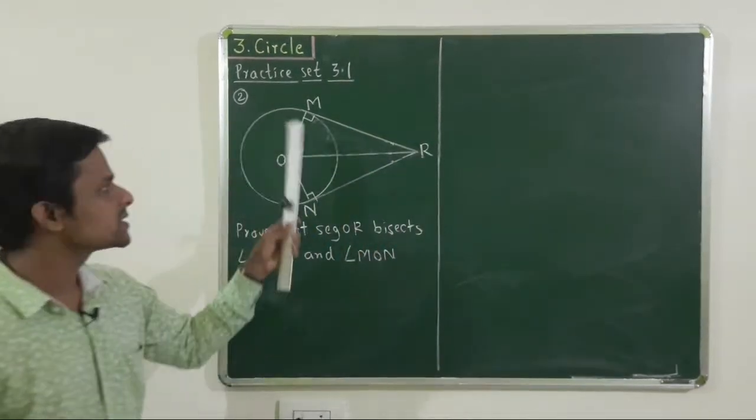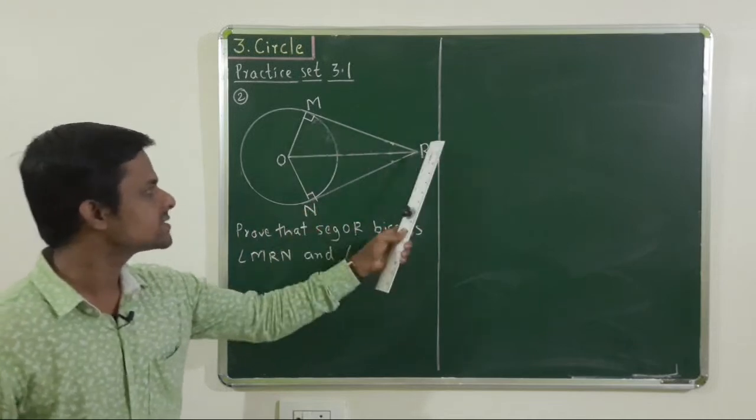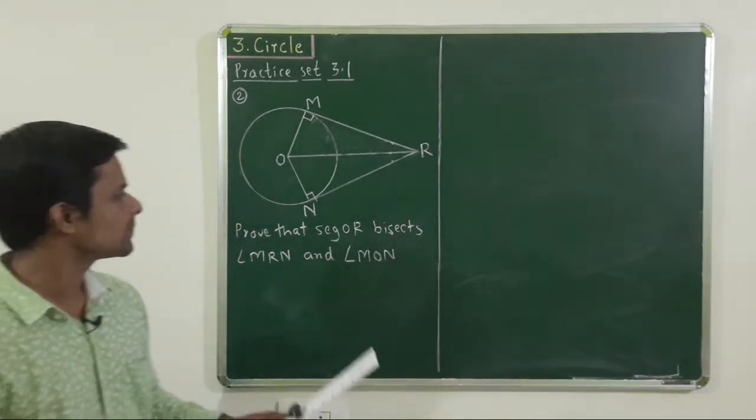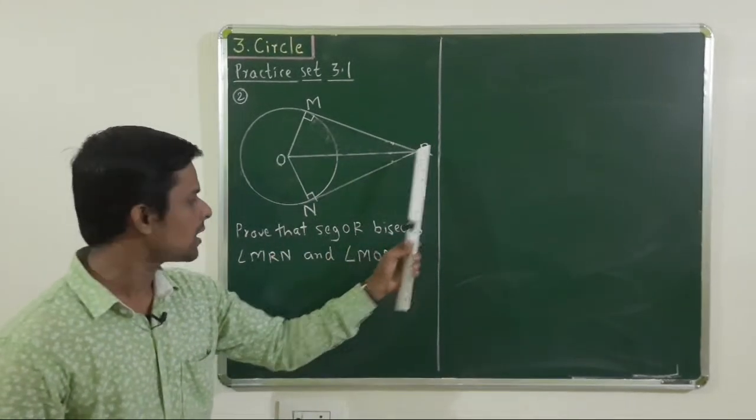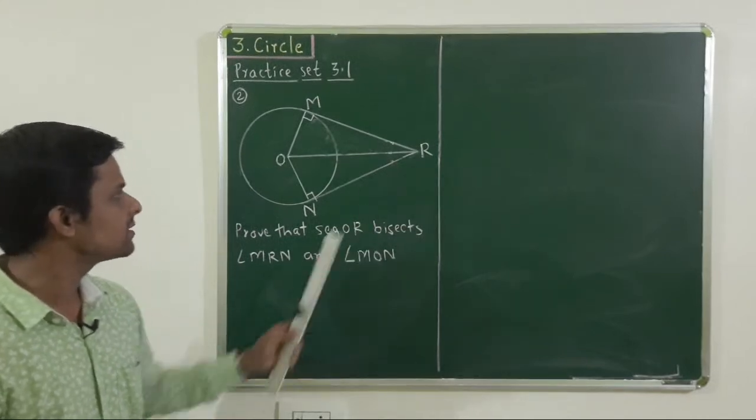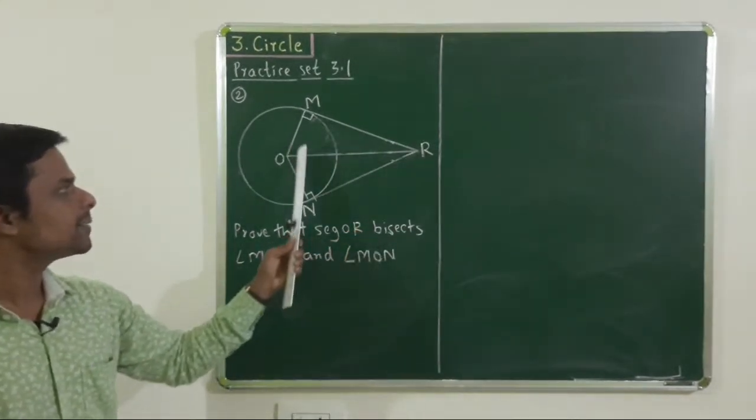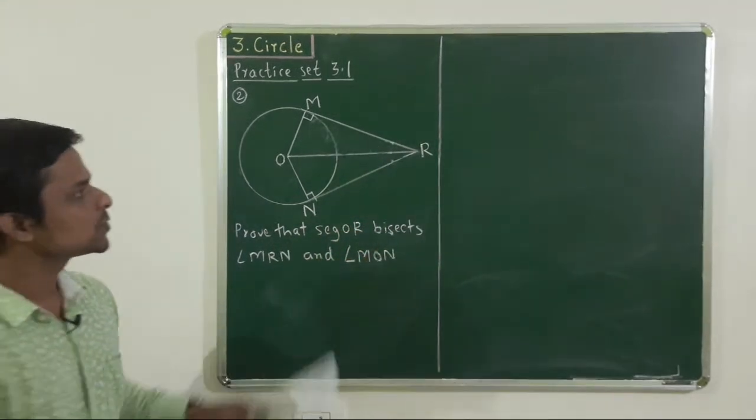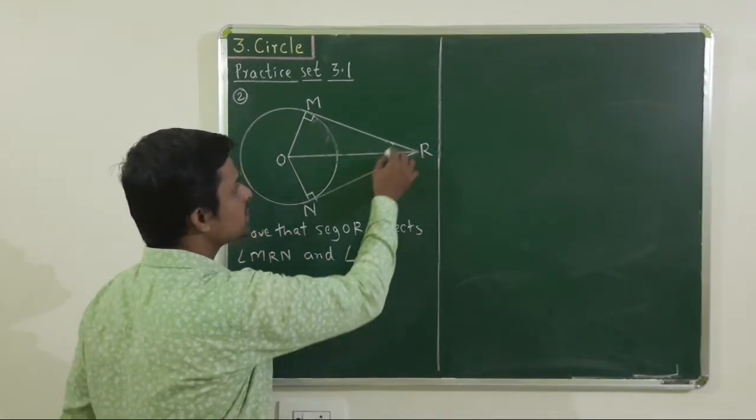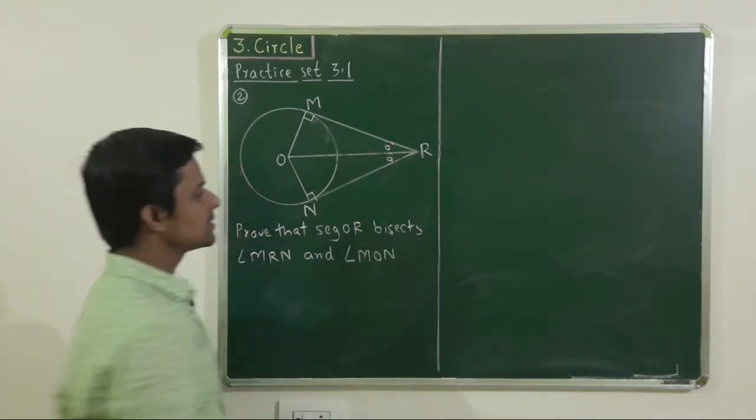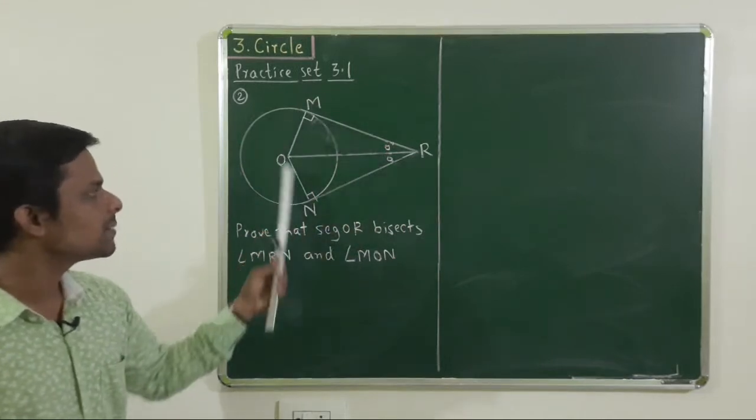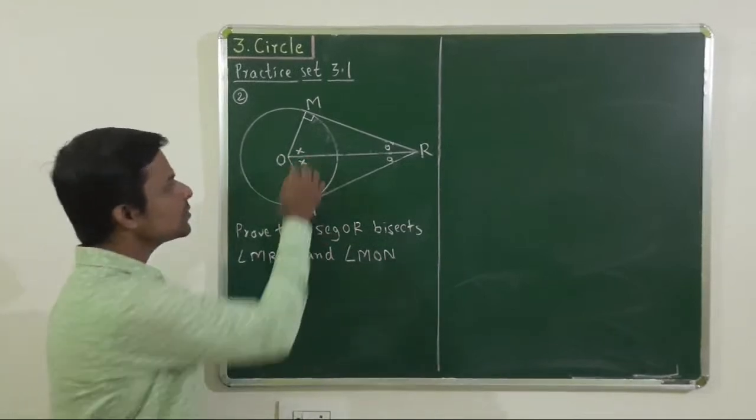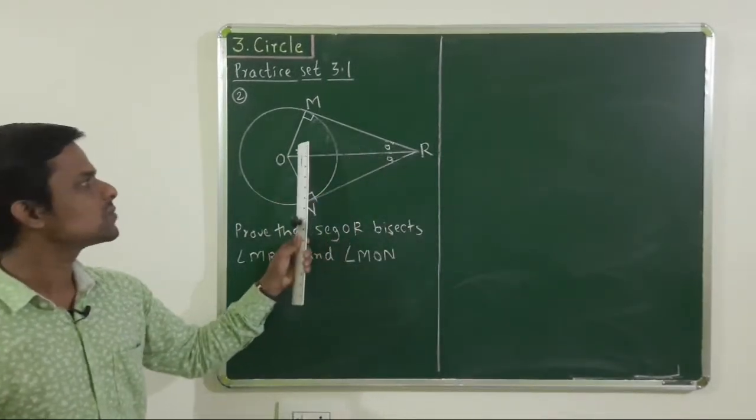See, there is a circle with center O. Segment RM and segment RN are the two tangent segments drawn from an external point R, and we have to prove segment OR bisects angle MRN and angle MON. Bisects means it divides that angle into two equal parts. It means we have to prove OR bisects MRN, that is, we have to prove these two angles congruent. Similarly, OR bisects MON means we have to prove these two angles congruent.